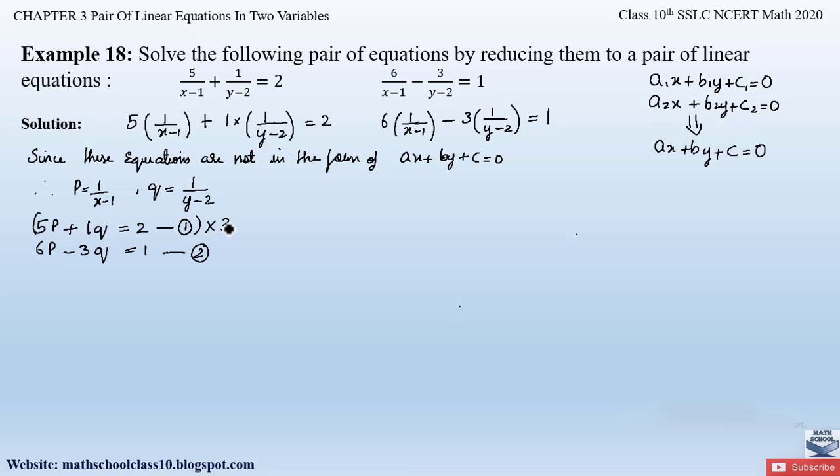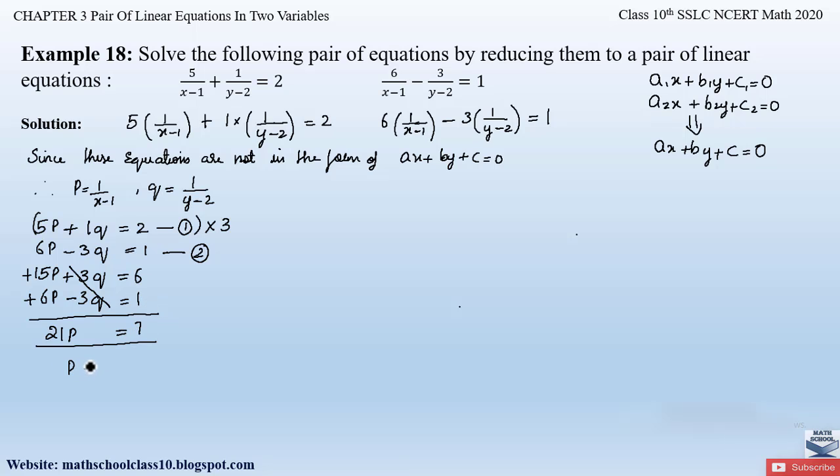So we get 5 into 3, that is 15p, plus 3 into 2 equal to 6. Now the second equation will be as it is, that is 6p minus 3q equal to 1. The second step in the elimination method is to make sure that the signs are plus and minus for the variable we want to eliminate. Here we already have the signs as plus 3q and minus 3q, so there is no need to change the sign. So we can eliminate plus 3q and minus 3q and we are left with plus 15p and plus 6p. So let us add these. We get 21p equal to 6 plus 1, which is 7.